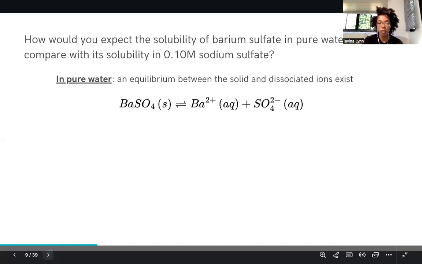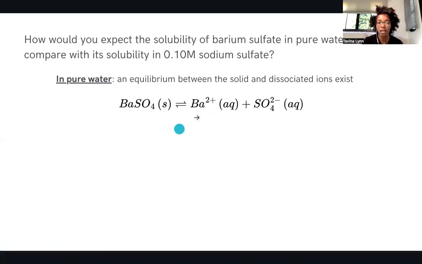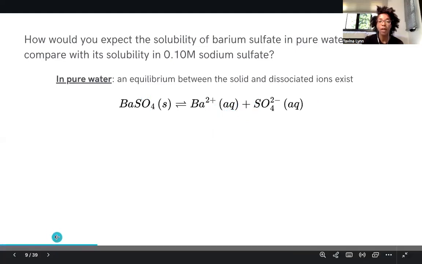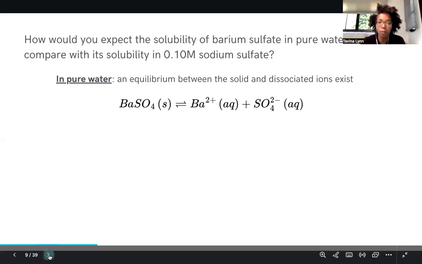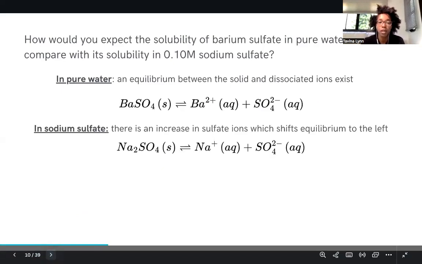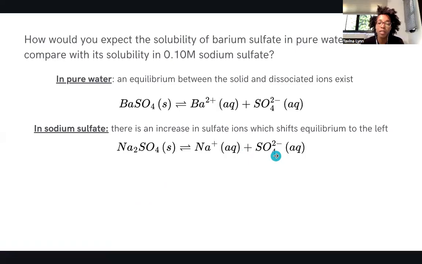So in pure water, we'll have this equilibrium between barium sulfate, the solid, and its dissociated ions, barium and sulfate. Now, if we place it in 0.10 molar sodium sulfate, we'll still have these barium and sulfate ions, but we'll also have sodium and sulfate ions as well. And so, because we have more sulfate ions in solution when we dissolve it in sodium sulfate, the equilibrium is going to shift to the left. And so we'll actually see barium sulfate precipitate out.